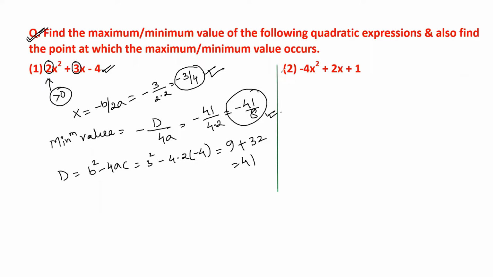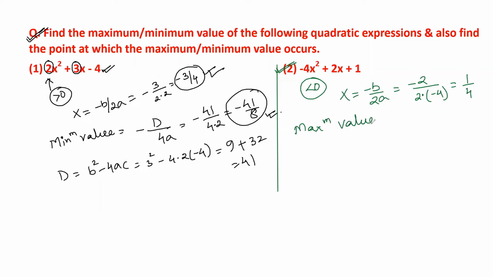In a similar way, for the second quadratic expression, we have the leading coefficient a less than 0. So we'll be getting a downward parabola. So we'll be having the maxima point and the maximum value. Again, the maxima point would be given by minus b upon 2a, and that would be minus 2 upon 2 into minus 4, which would be 1 by 4. And the maximum value would be again minus d upon 4a.